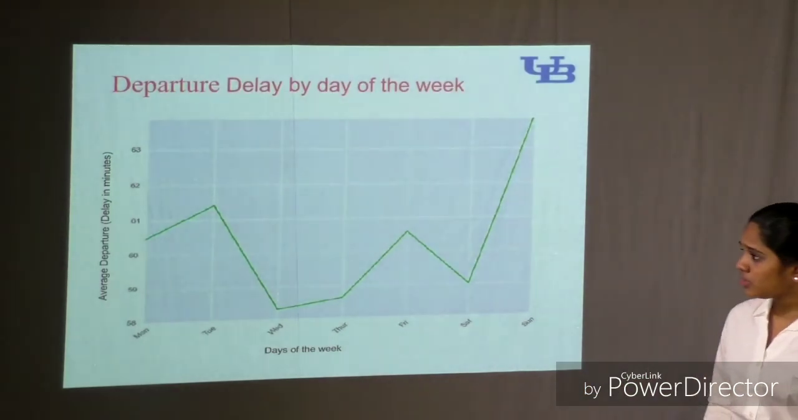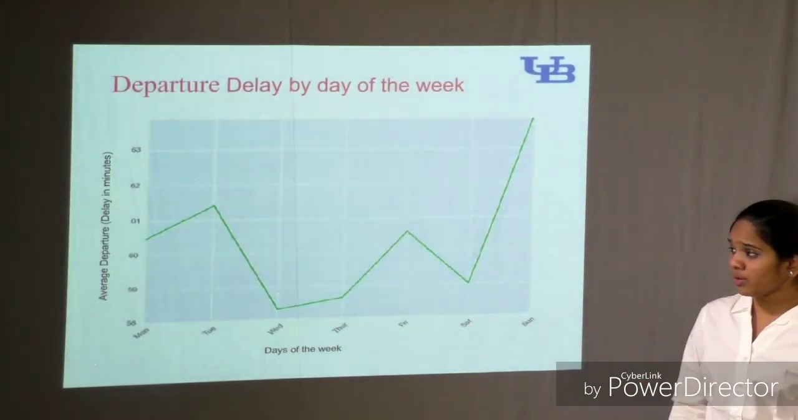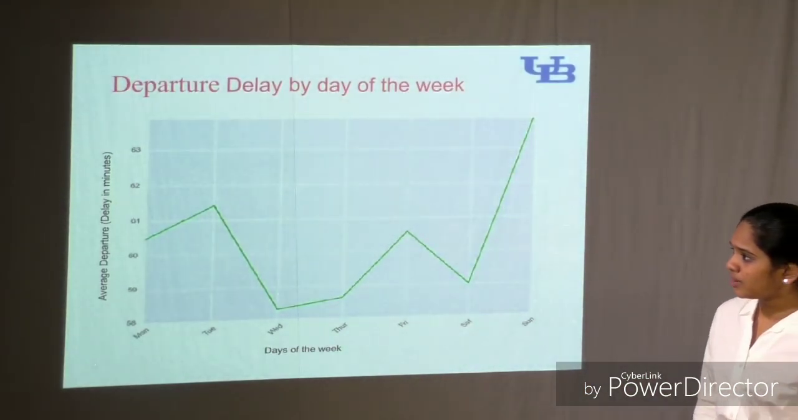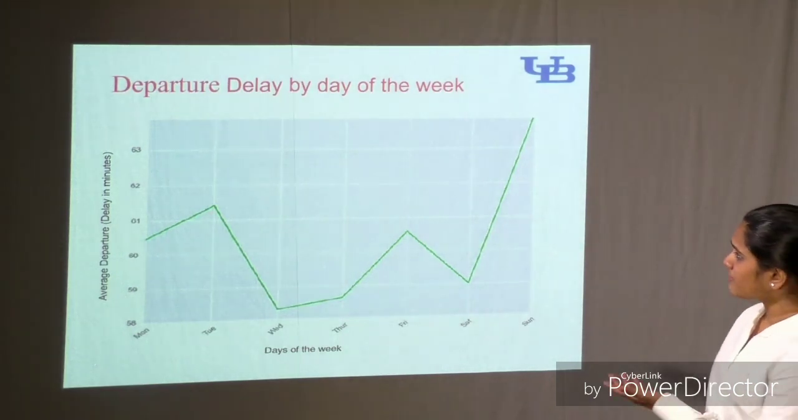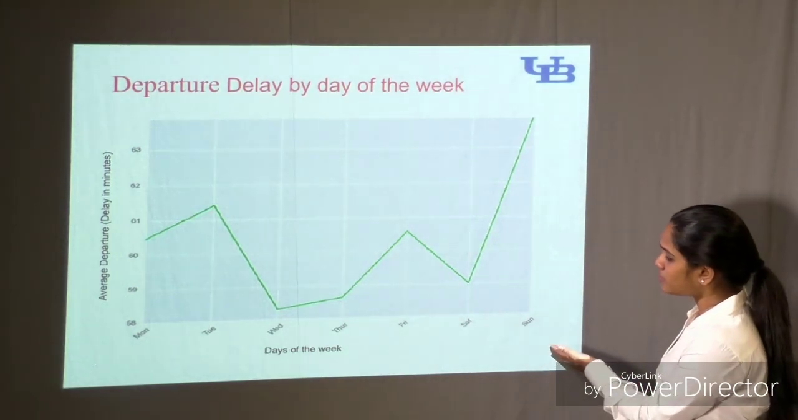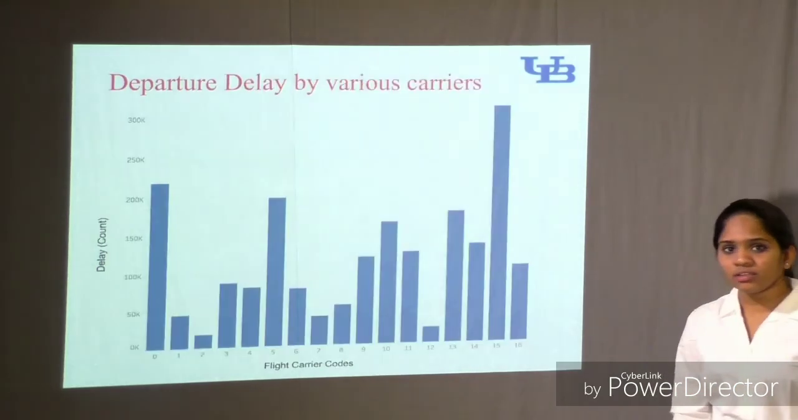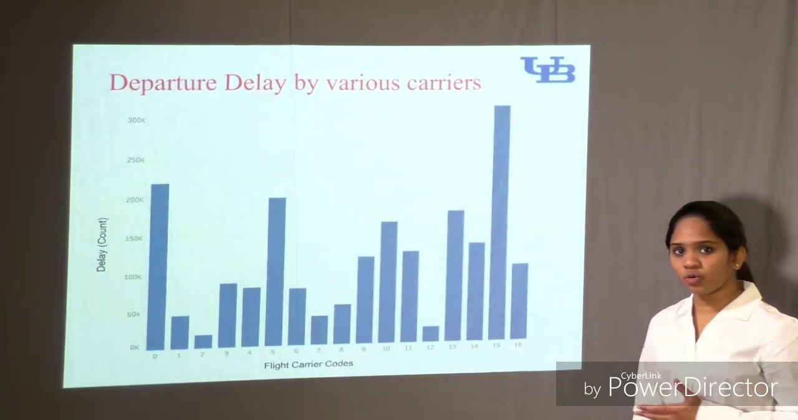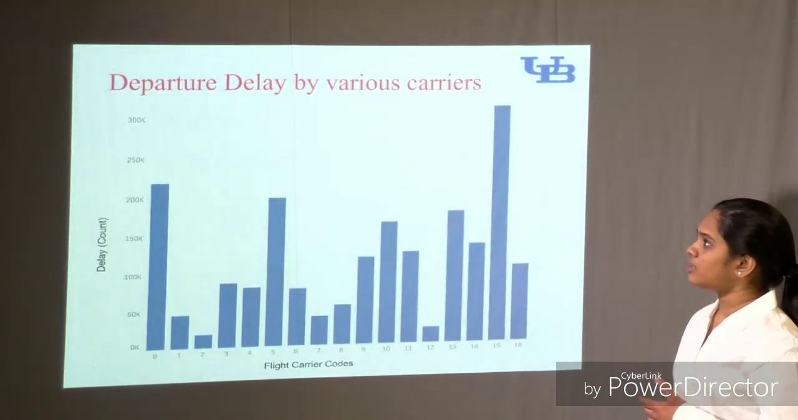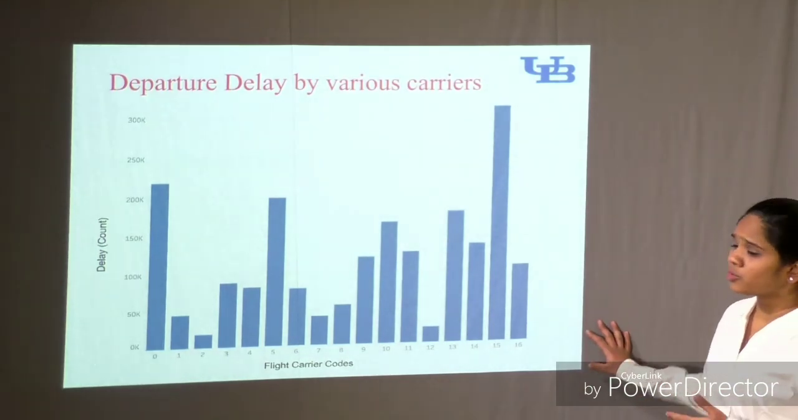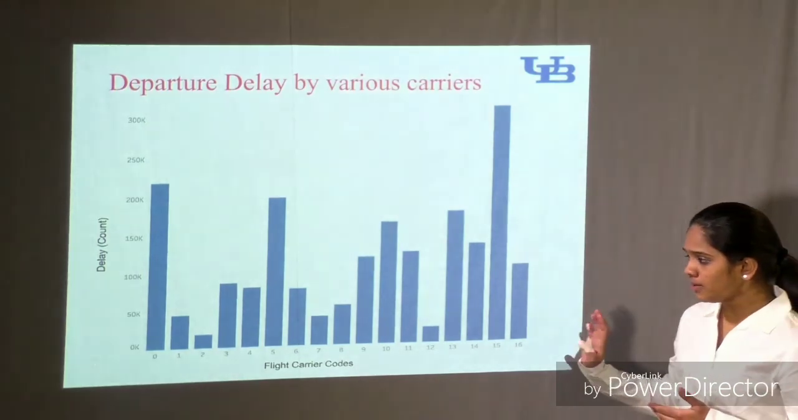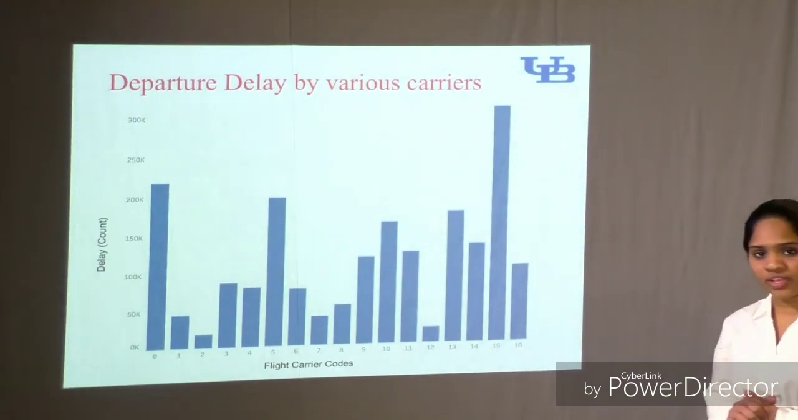We can make the conclusion that when there are more flights, it could get very clumsy and the flights could be delayed on the weekend, as people rush to their hometowns. And this bar graph is about departure delay plotted against the various carriers.